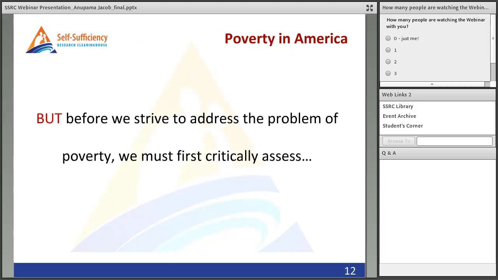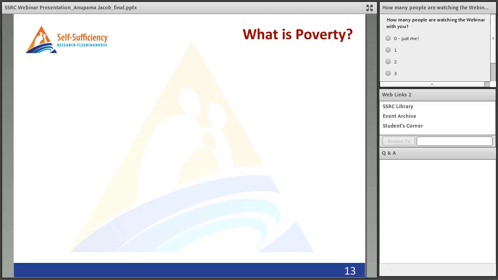But before we strive to assess or address the problem of poverty, we must first critically assess what is poverty.